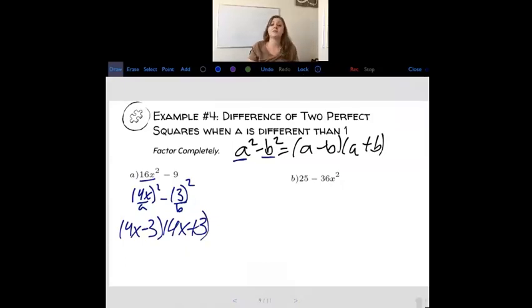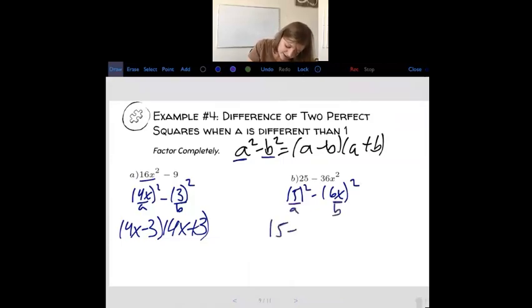Okay, and again, you can multiply this out to get back to the original. Part B tends to be a little tricky because we tend to want to put the x first, but in this case, that's not what's going to happen. The square root of 25 is 5, and the square root of 36x squared is 6x. Okay. And in this case, a is 5 and b is 6x. So in this case, we'd have 5 minus 6x, 5 plus 6x. Okay. And again, multiply that out to prove to yourself that that's the answer.